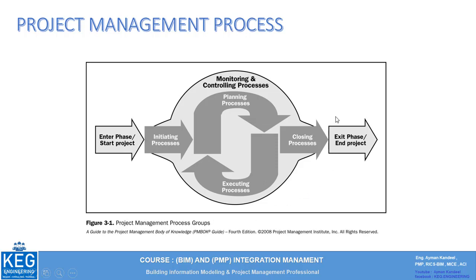Someone will ask, okay, where is the monitoring and controlling? All those processes, which are initiating, planning, closing, execution, the 4 processes are working under the monitoring and controlling process. So the 4 processes are under the umbrella of monitoring. I can do monitoring and controlling for each process of the 4. After we close the project, we will exit the phase or end the project.